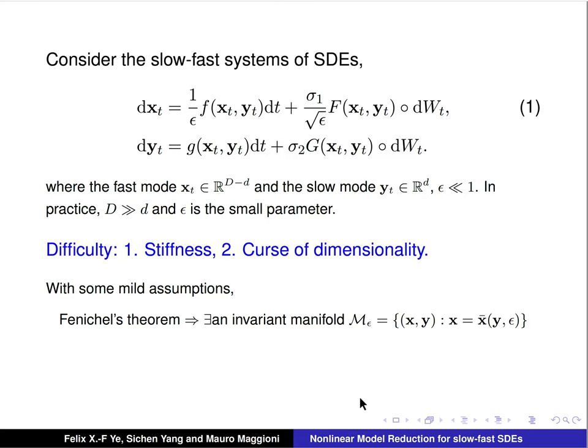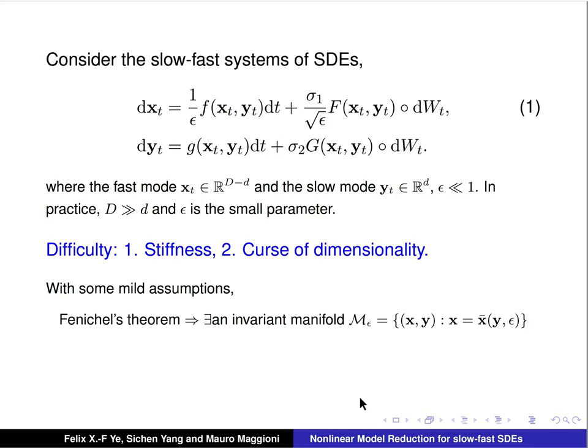If we look at the right-hand side, the equation is very stiff, because the right-hand side is of order one over epsilon. So once you simulate numerically, you have to take a very tiny time step to make sure your numerical scheme is stable. And it also has a curse of dimensionality, as I said, because the fast mode lives in a much bigger dimension.